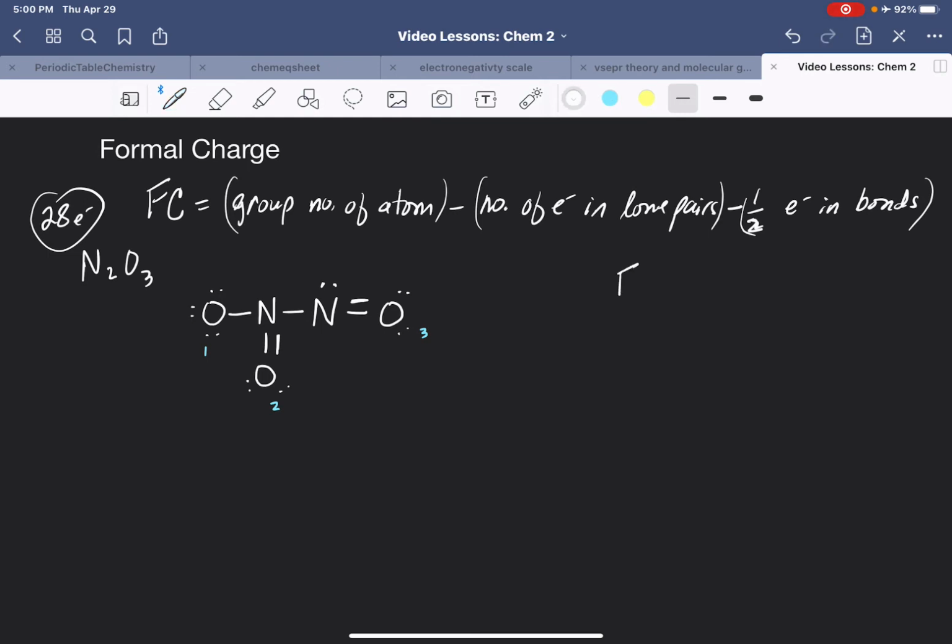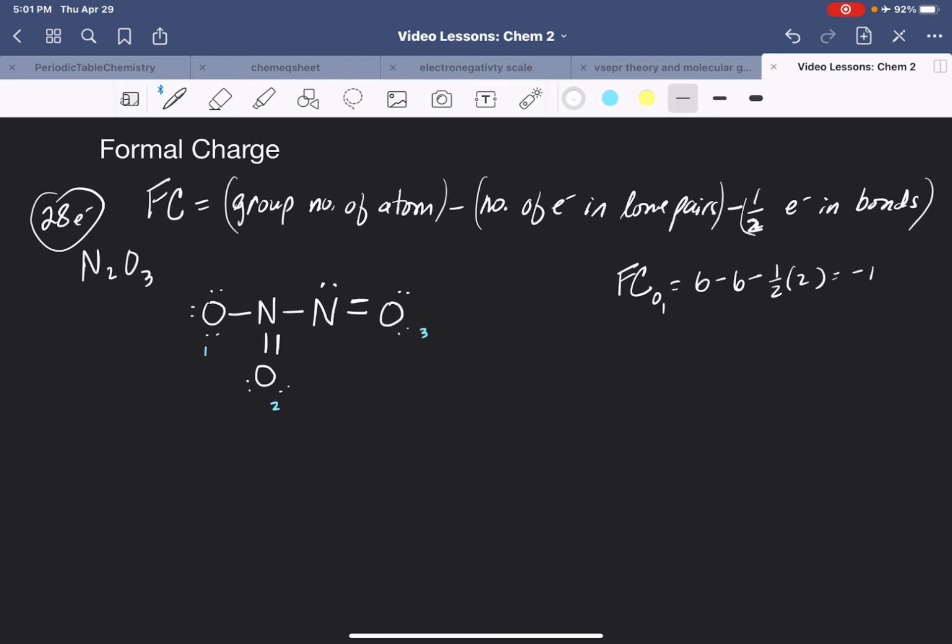So we've got the formal charge for oxygen 1. Group number of the atom, oxygen, 6. And then oxygen 1, number of electrons in lone pairs, that's 2, 4, 6. Minus 1/2 the number of electrons that are in bonds, that's 2. So what we get right here is a -1. 6 minus 6 is 0, minus 1 is a -1.